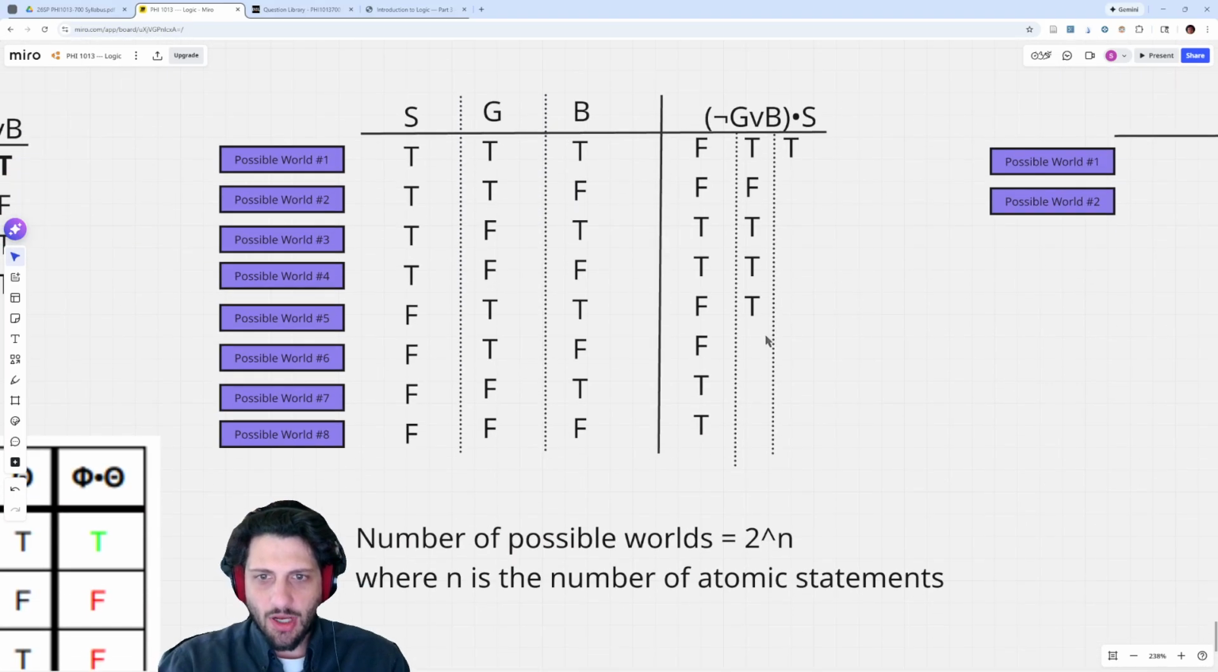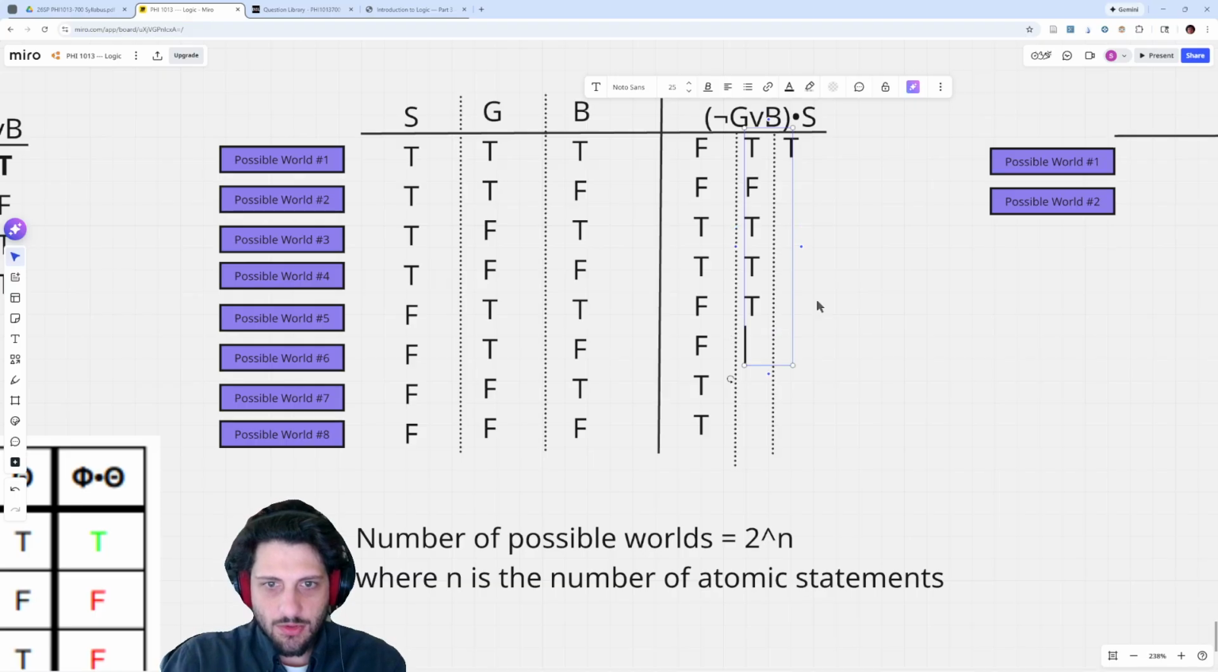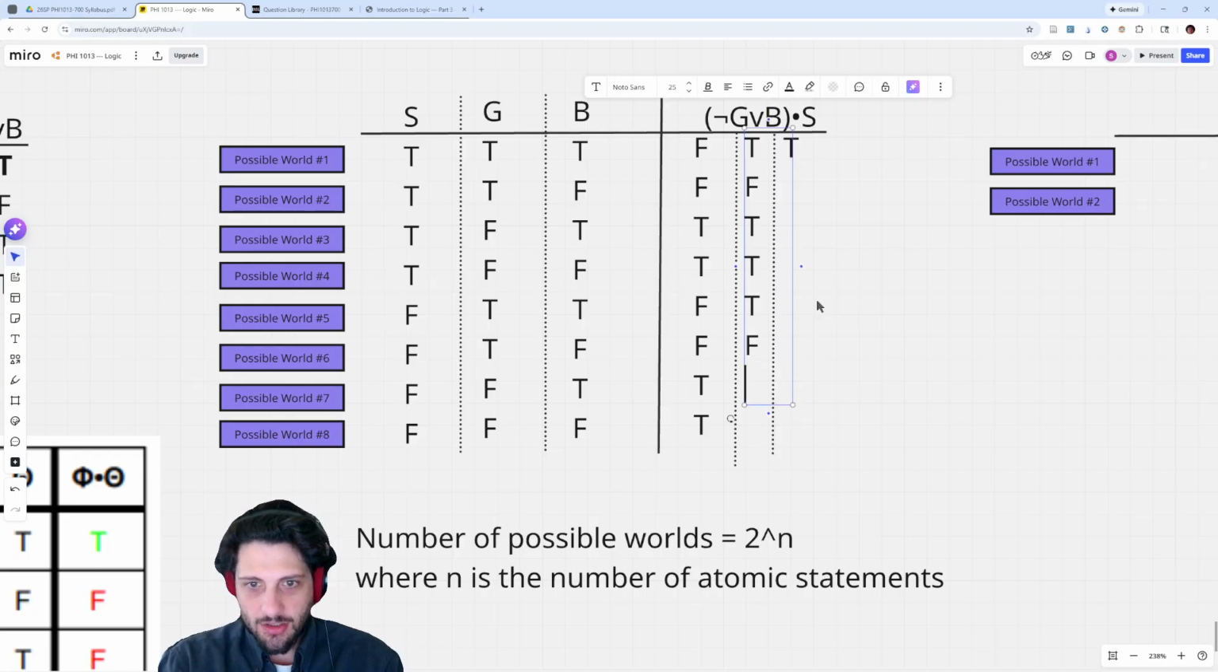Okay, so in the next one, I have not G is false, but also B is false. So that's the one time I'm going to say the disjunction's false. Not G is true, and B is true, so that's good enough for a truth. And not G is true, so that's again good enough for a truth, even if B is false.